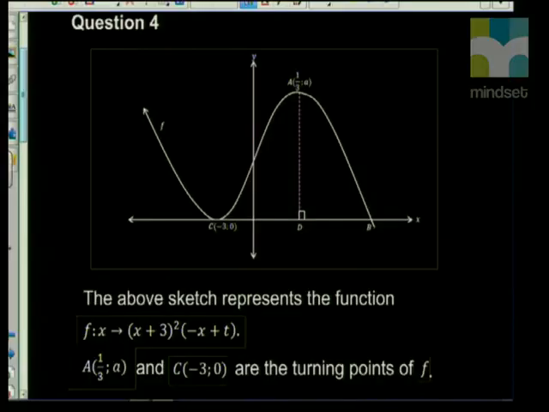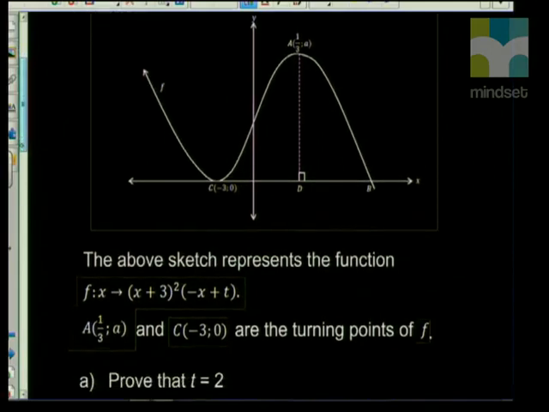So let's take a careful look. When they've given you a graph like this and you have to interpret it, take a moment to really carefully read the given information, because obviously everything that's been given to you is there for a reason. So we know that the above sketch represents the function f of x, which is equal to (x plus 3) squared, multiplied by (negative x plus t). We've been given that point A is a third, the coordinate of A, which we don't know, and C, which is negative 3 and 0.